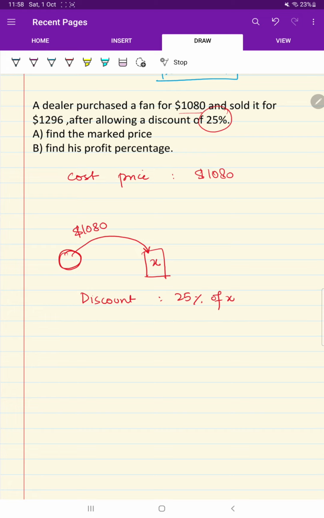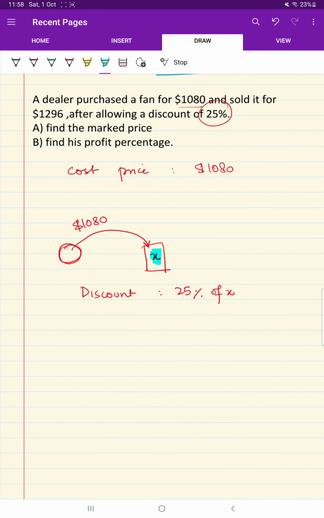What do we have to find? The mark price. Now, what is the mark price? Mark price is also X. Selling price, mark price. Remember I told you, selling price is mark price. Okay. Let's do it again. The first thing that I have to find is X here. I don't know what the mark price is, but it is X, and I know it is 100%, right? I don't know what the discount is, but I know it is 25%. Do I know what the selling price is? Yes, I know. It is 1296. It says it sold it for 1296, and I know that 100 minus 25 is 75%.